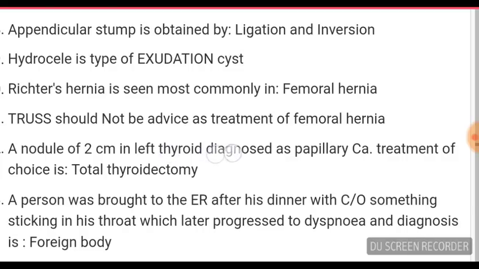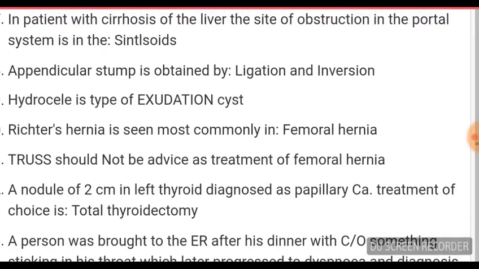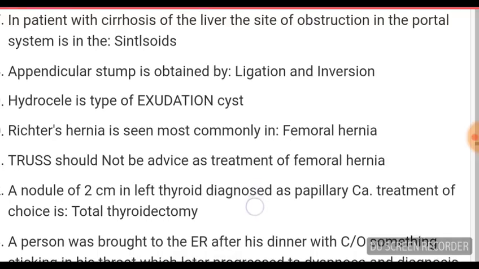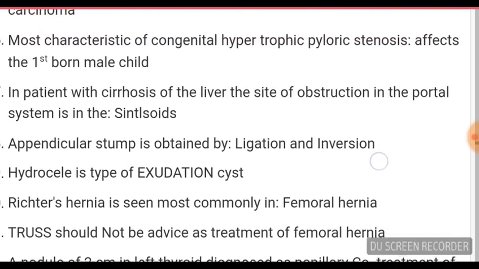A nodule of 2 cm in the left thyroid diagnosed as papillary carcinoma thyroid. Treatment of choice nowadays is total thyroidectomy. We do not do hemithyroidectomy for papillary carcinoma thyroid of 2 cm or greater. Truss should not be advised as a treatment of choice for femoral hernia. Richter's hernia, very important, is most commonly seen in femoral hernia.